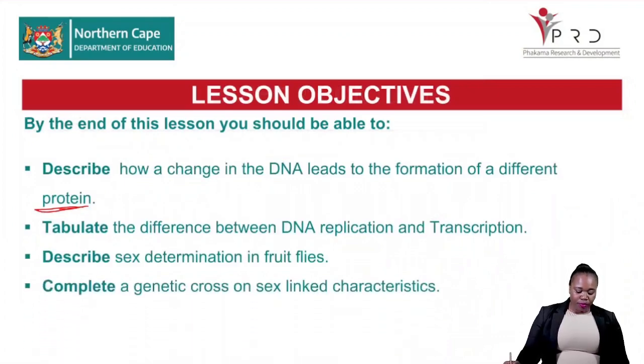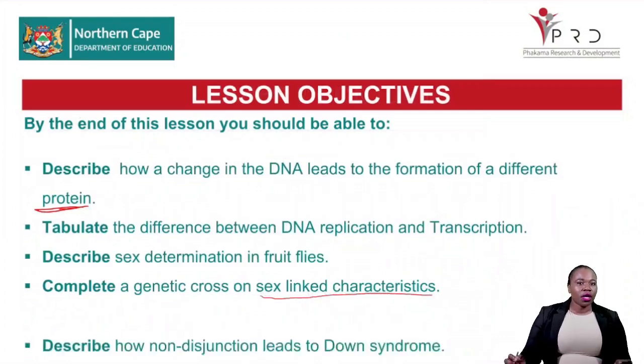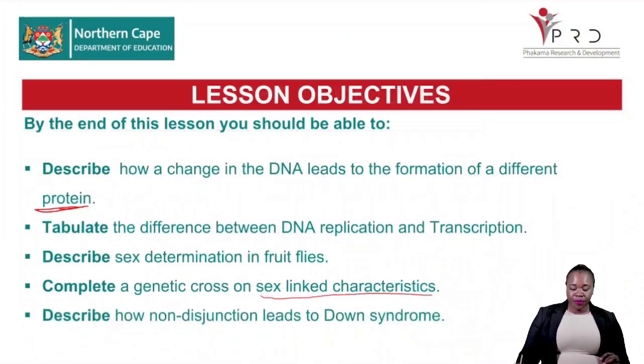Okay, you should also be able to describe sex determination in fruit flies. You should also be able to complete a genetic cross on sex-linked characteristics. This is very important. We will look at it right at the end, whereby we are looking at the fact that when you do genetic crosses that are not sex-linked, autosomal disorders or autosomal characteristics, these are very different from sex-linked characteristics. That is very important. We are going to look at that just so you can have a reminder of that and be able to use the correct format there. And then you should also be able to describe how non-disjunction leads to Down syndrome.